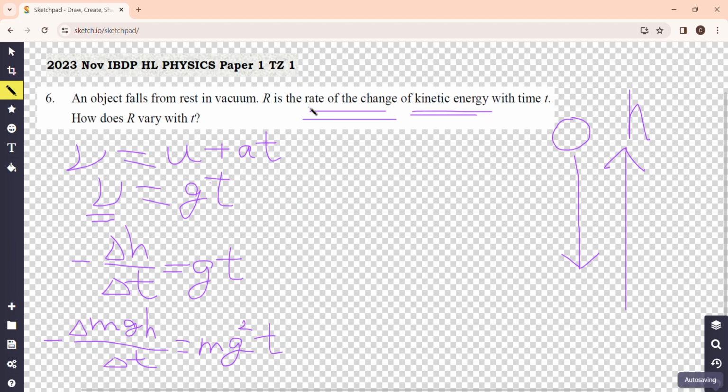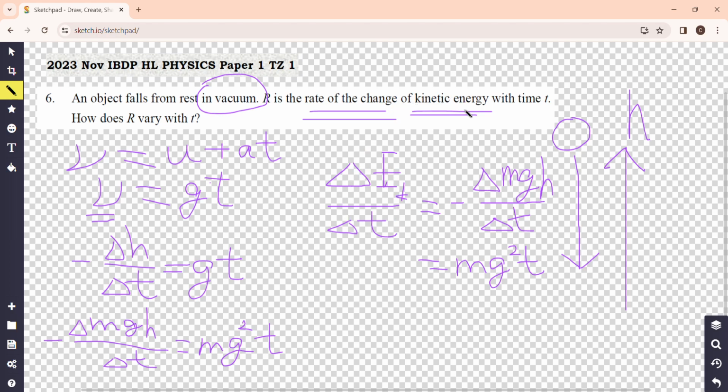Because there is no air resistance, it's a vacuum, so by the conservation of energy, the rate of increase of kinetic energy equals negative the rate of drop of potential energy. So this equals mg squared t.